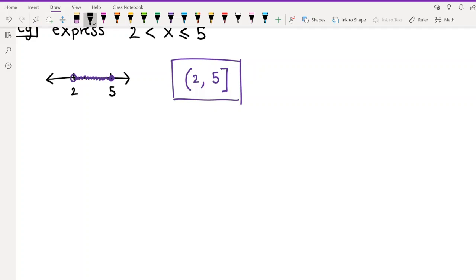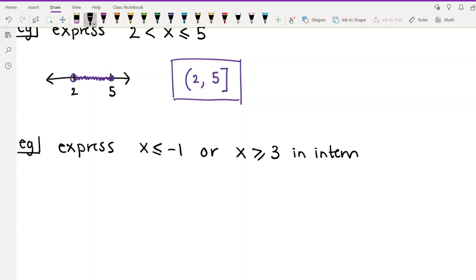Okay, so I lied, I'm actually gonna do one more that's kind of like this. It's again a little trickier, and then we'll jump to something that's a little bit different. So let's say we wanted to now express x is less than or equal to -1, or x is greater than or equal to 3 in interval notation. So this is a situation where we're going to have 2 intervals.